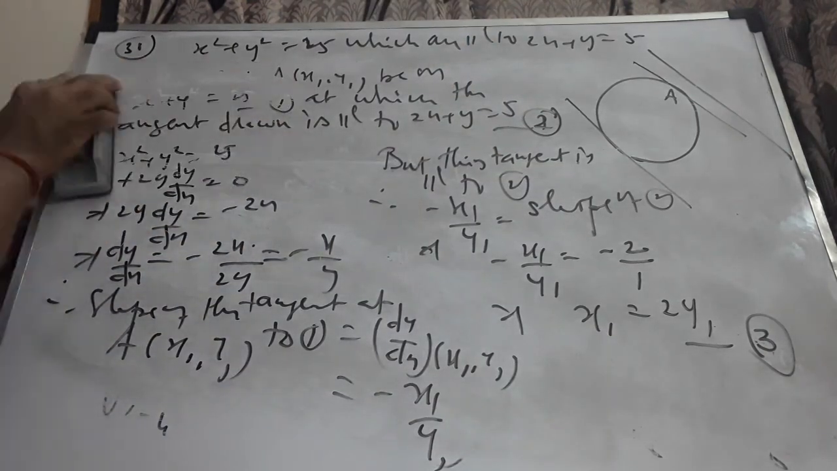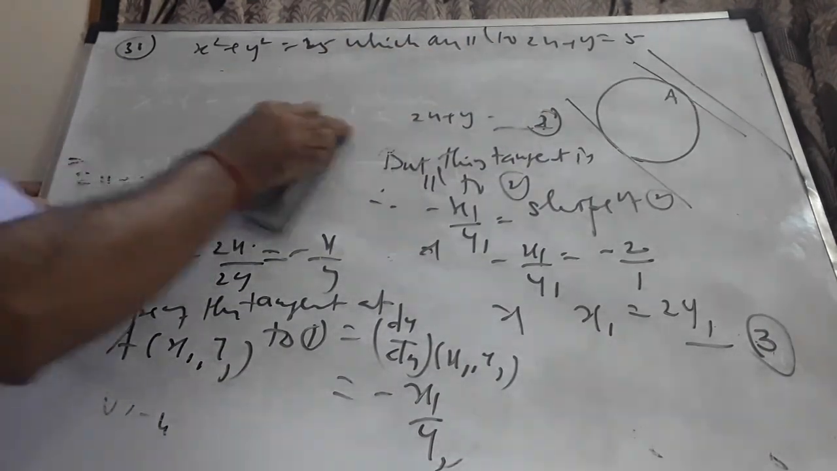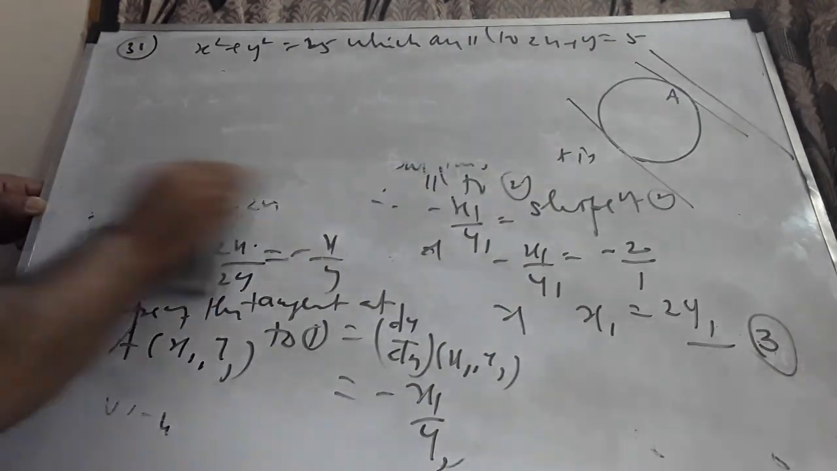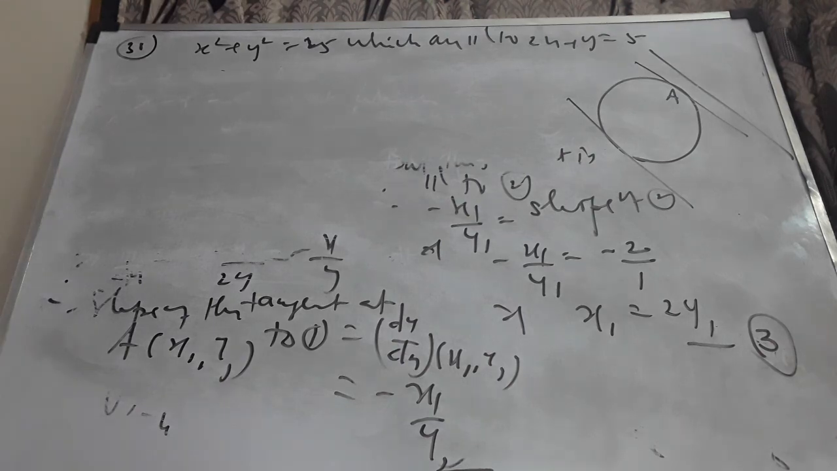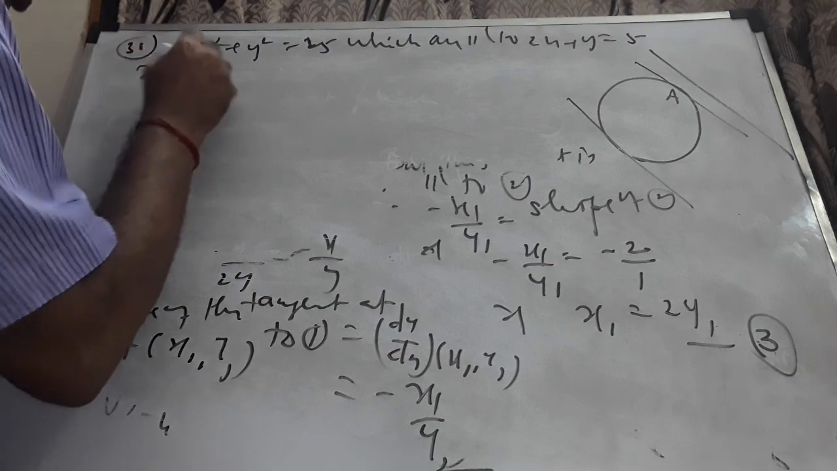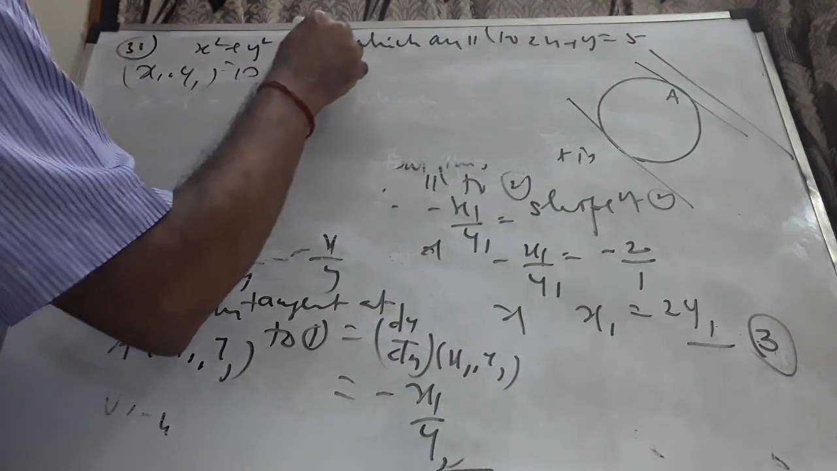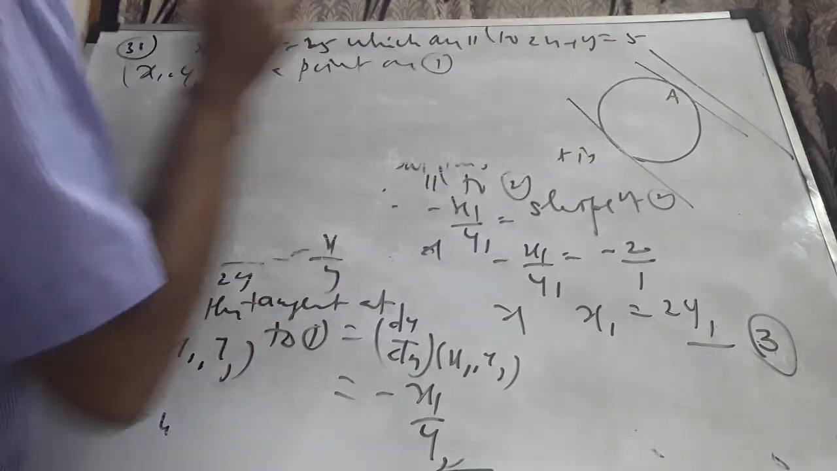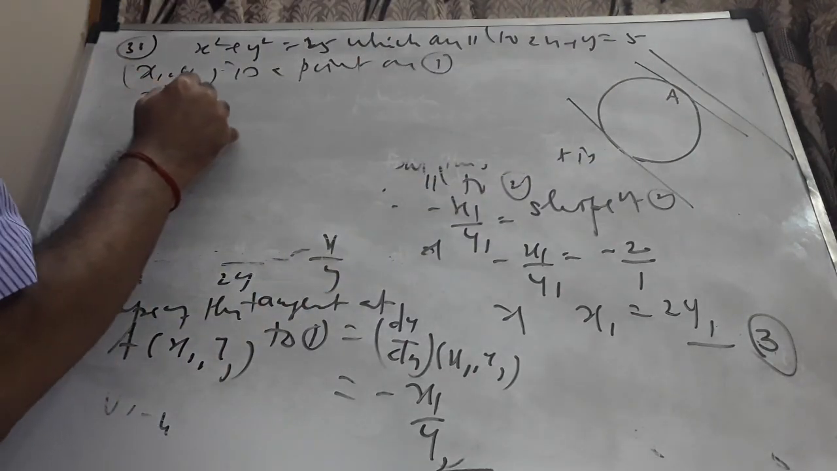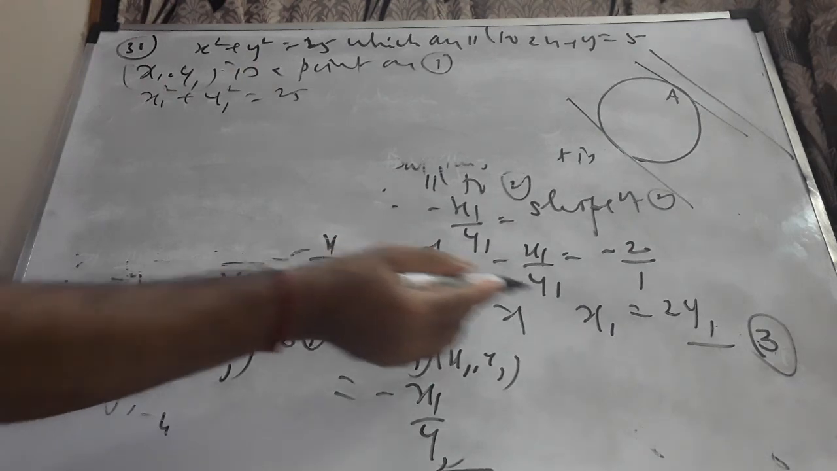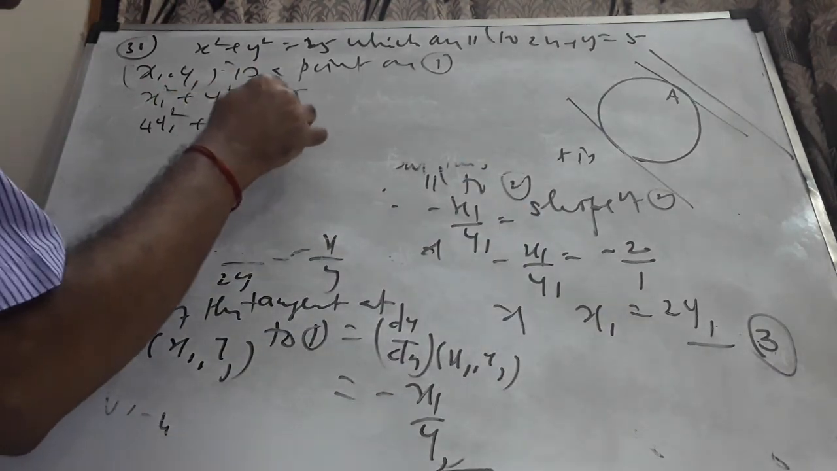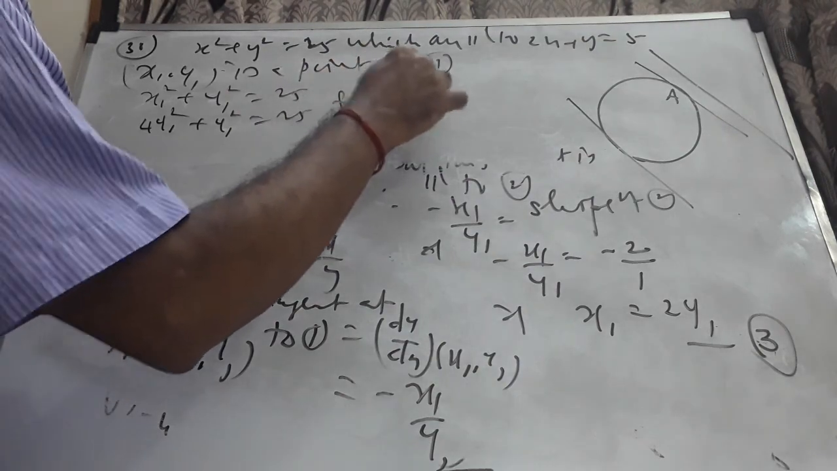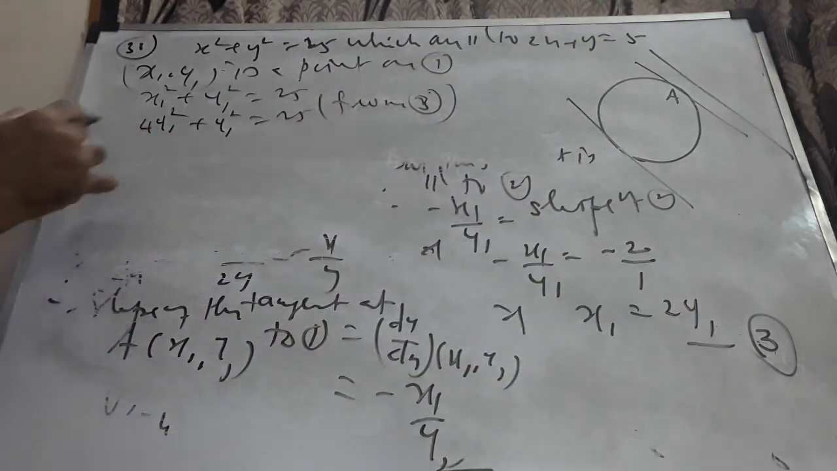Let me just continue here because I don't have enough space to write. I am forced to rub this part. Just listen carefully. x1, y1 is a point on 1. See the diagram here, it's a point on the circle. Therefore, x1 square plus y1 square is equal to 25. Substitute this value: 4y1 square plus y1 square is equal to 25. This is from 3, I am just writing the value of x1 by this.